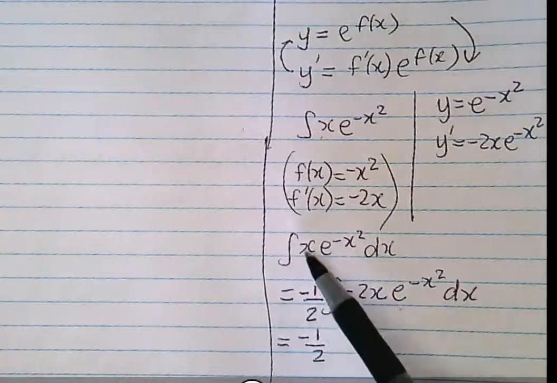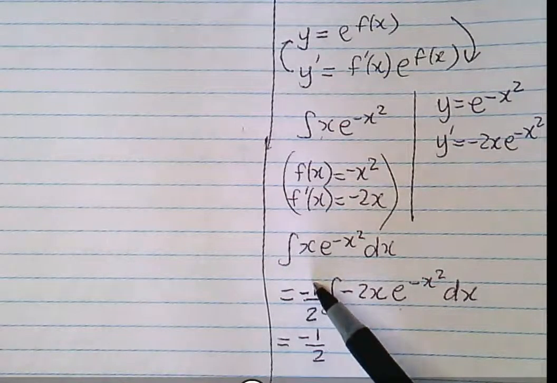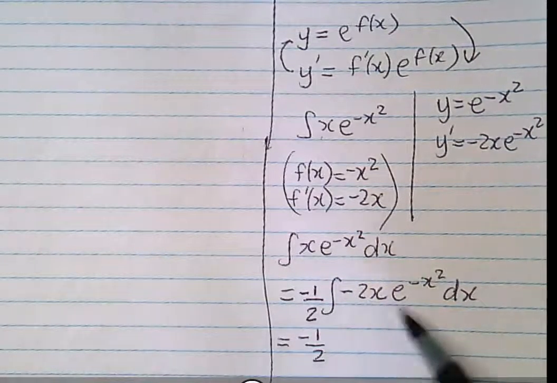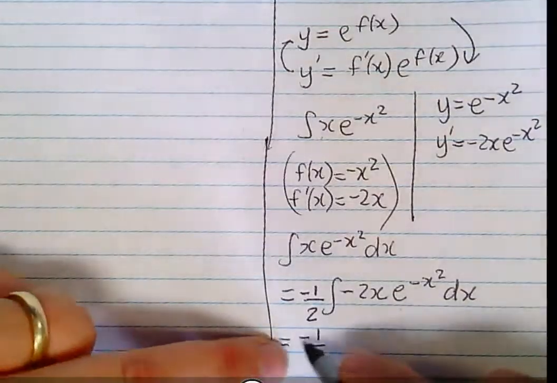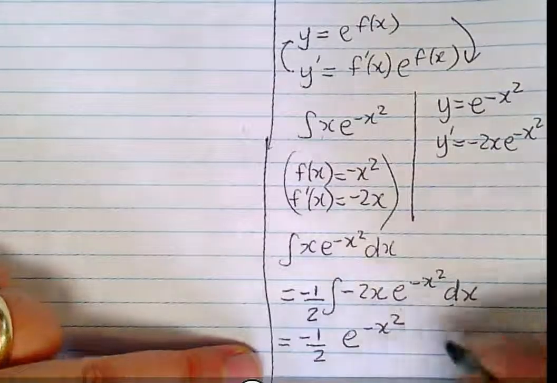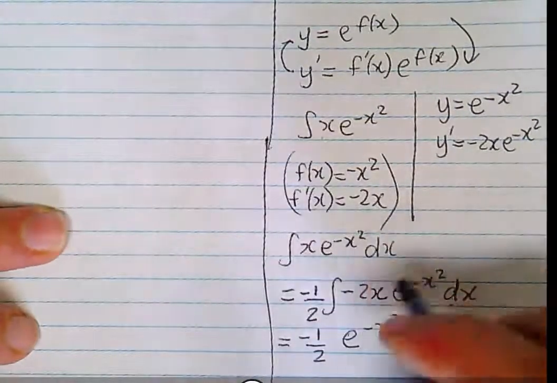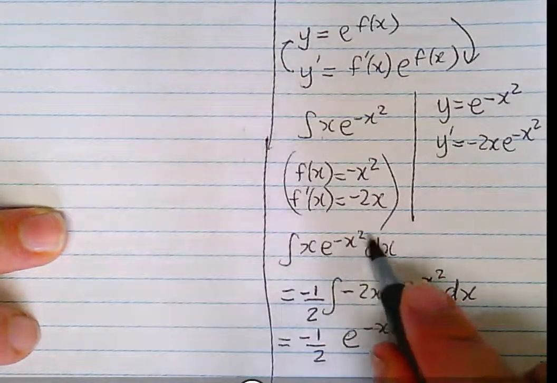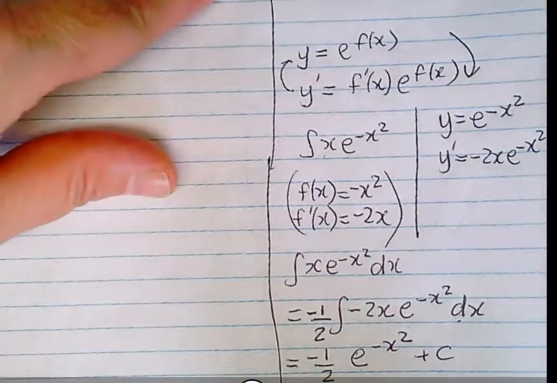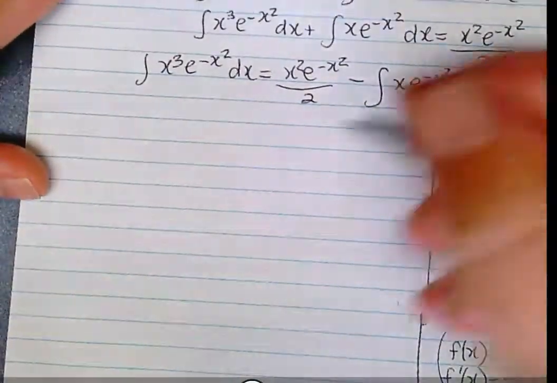So I'm trying to integrate x e to the negative x squared. It is the same as doing negative 1/2 times the integral of negative 2x e to the negative x squared. So it'll be negative 1/2 times the integral of this, which is just e to the negative x squared plus c. Okay, so I'm going to replace the integral of x e to the negative x squared dx with negative 1/2 e to the negative x squared plus c. So I'm going to do that up here. You can't actually see that on the screen. So I'm going to continue from here.